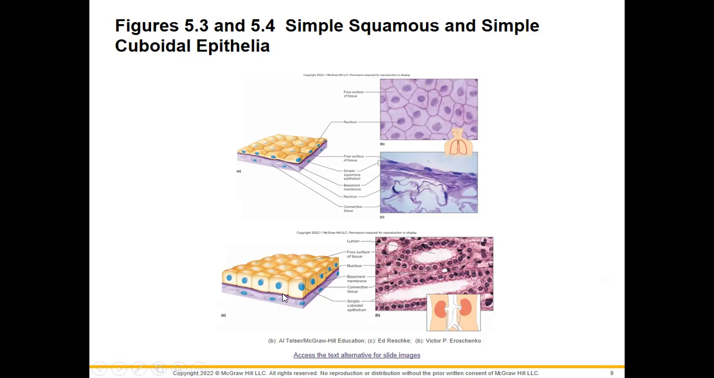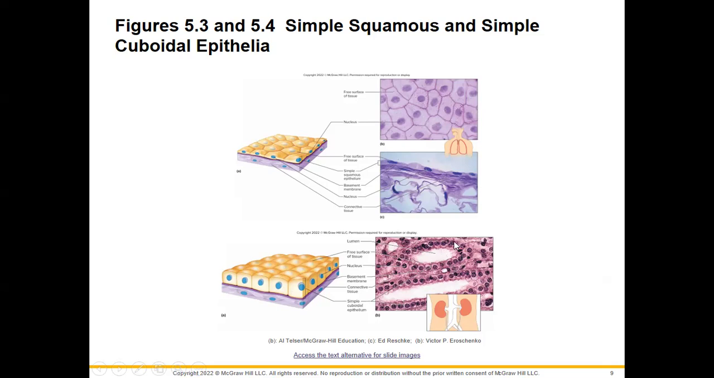Then you have your simple cuboidal, so your cube-shaped cells. They roughly have the same size on all sides of the cell, which means that your nucleus is going to be directly in the middle of that cube.